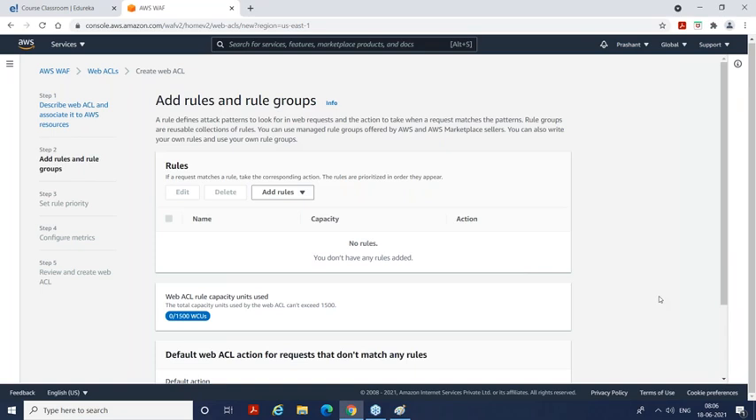Okay. So rule number 1 is not matching. Let me check rule number 2. Even rule number 2 is not matching. Let me check rule number 3. Okay. In rule number 3, what they have said is, if the traffic is coming from India, then allow. So is this IP address 2.2.2 belonging to India region? If yes, then it will allow. If not, it will further check for the next rules. Are we clear how it works?